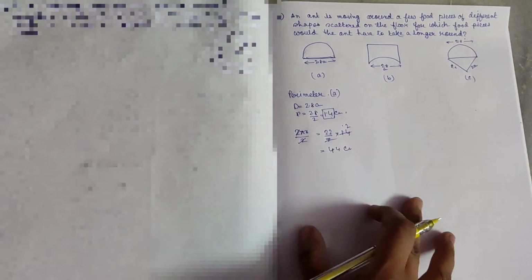When it is 4.4 centimeter, is it the whole perimeter? No. From here to the other end it is 4.4. The ant is going around the shape, not only from this part to this part, but even along this diameter. So the total perimeter is how much? 4.4 plus 2.8 centimeter. 8 plus 4, 12, carry 1, 4 plus 2 is 6, plus 1, 7. 7.2 centimeter. This is the perimeter of figure A.